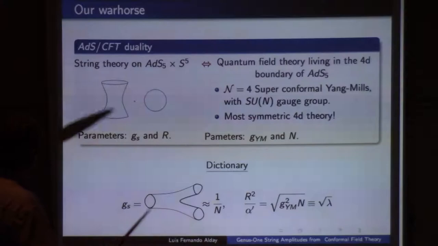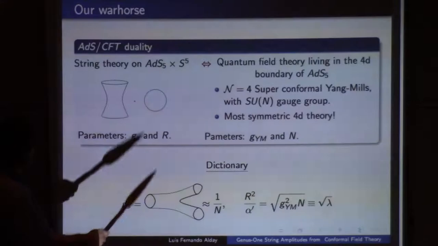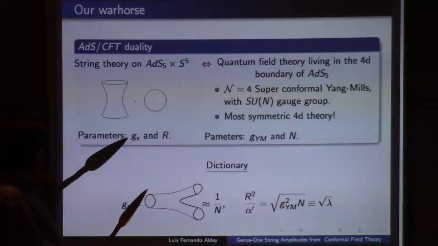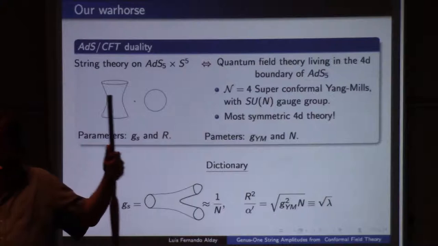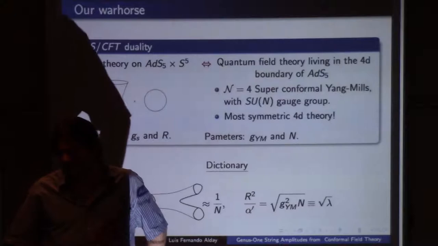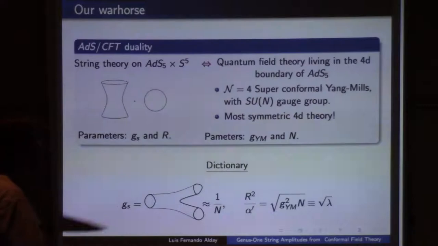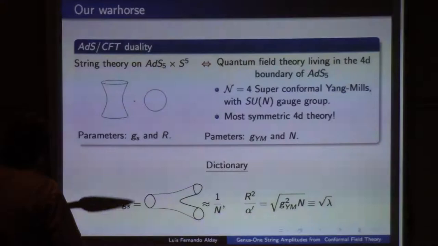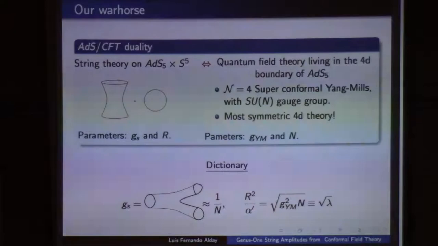Now, on the string theory side, again, this dictionary was reviewed before, but let me repeat this. On the string theory side, you have two parameters. You have the string coupling constant g_s, and also you have the radius of the AdS, which is the same as the radius of the sphere, in string units. And on the right-hand side, you have the Yang-Mills coupling constant, and N, the rank of the gauge group. And Maldacena provided us with a very neat dictionary between these two things. What is important for us is that the string coupling constant goes like 1 over N, and R squared over alpha prime goes like the square root of lambda. So this is just the AdS/CFT dictionary.